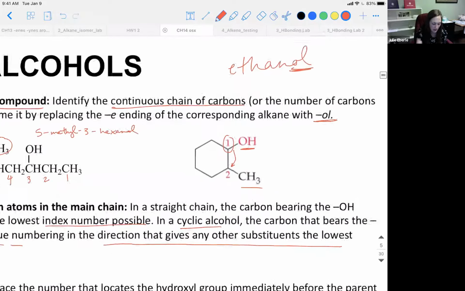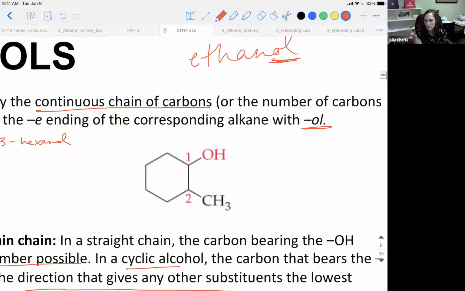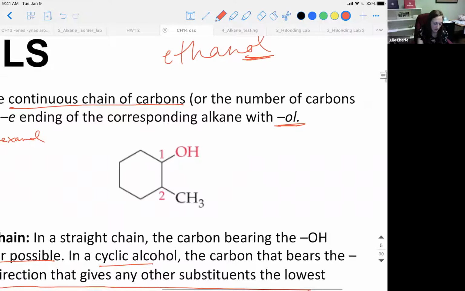If we're going to name this one right here, we have to give that carbon a 1, but when we write the name, we don't have to include the 1, because we know it's always going to be number 1. So how would we name this? How many carbons do we have in our ring structure? 3, 4, 5, we've got 6. So this is a cyclic ring structure with 6 carbons. How do we name that? It's all single bonds. Cyclohexanol, because it's an alcohol.